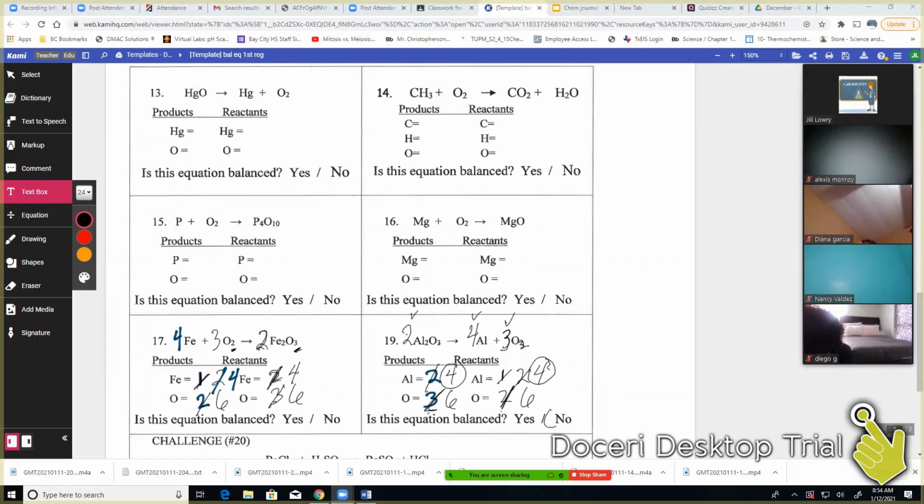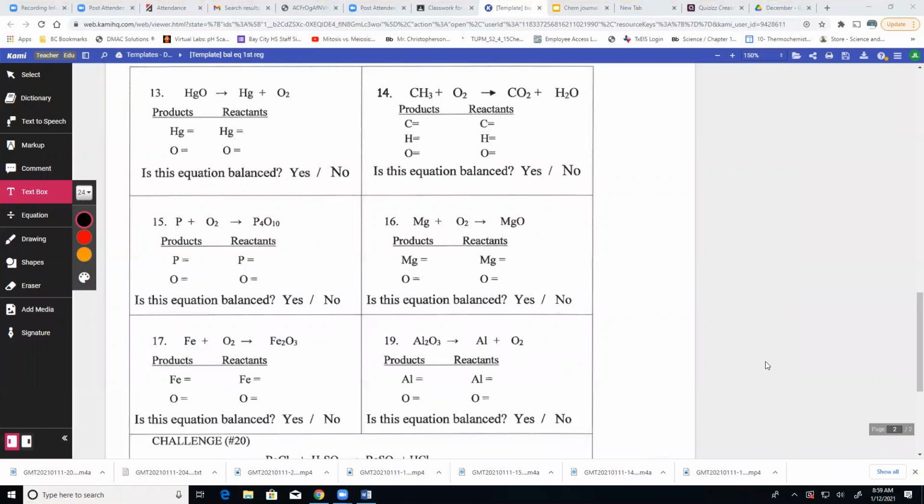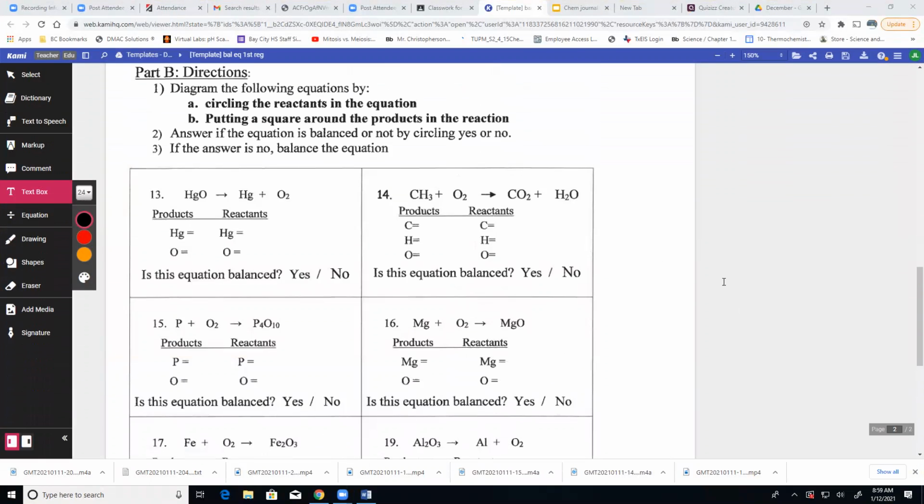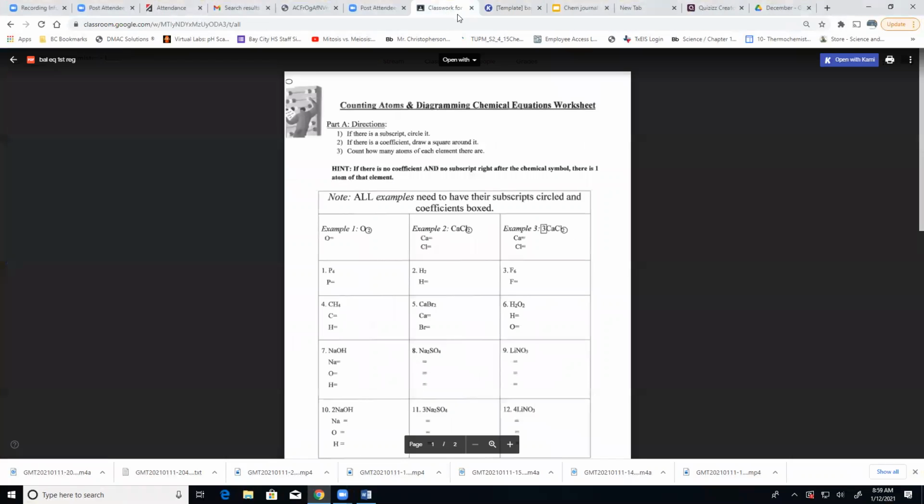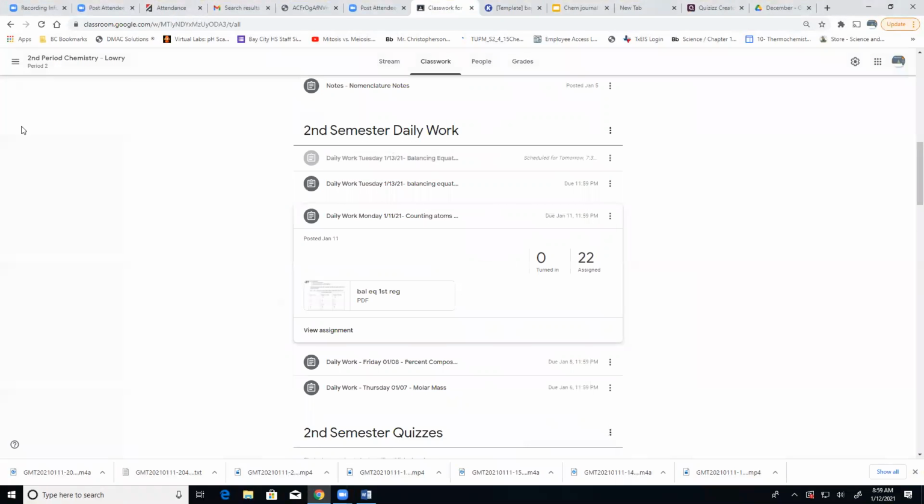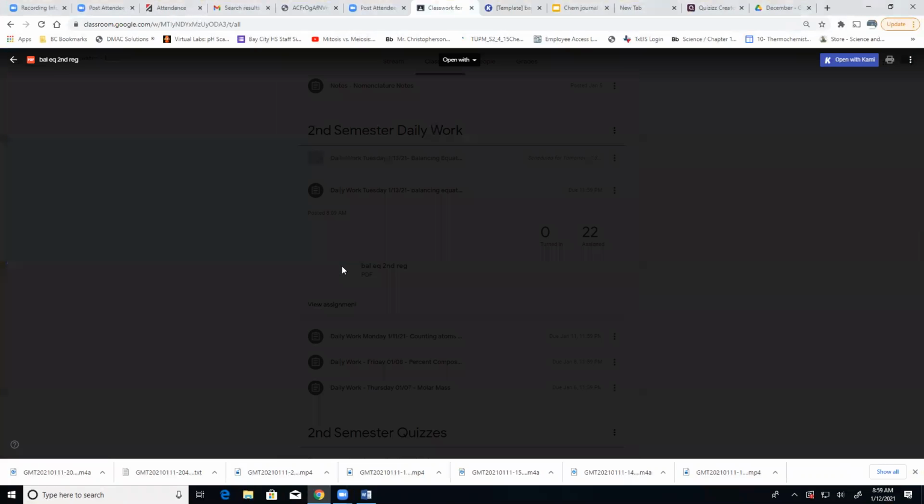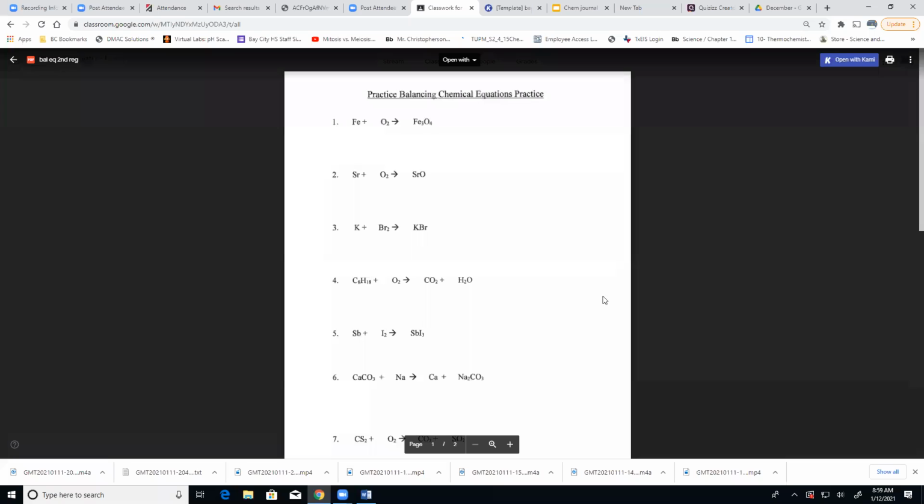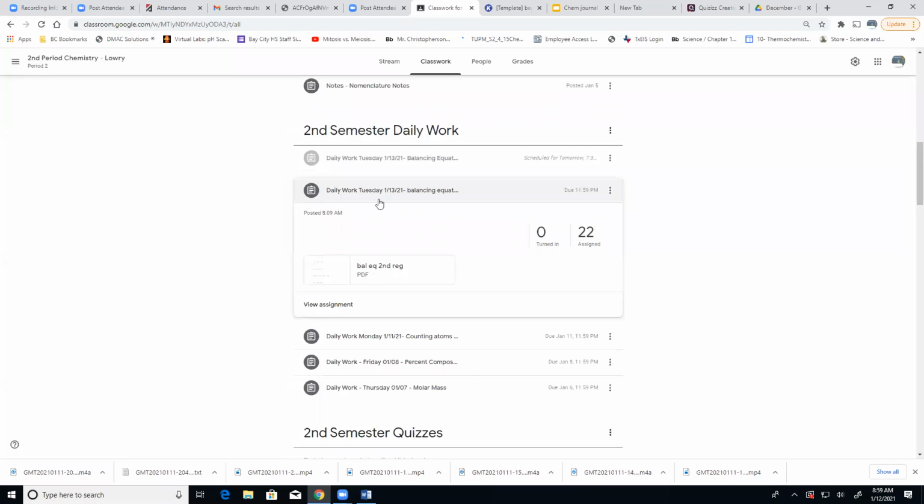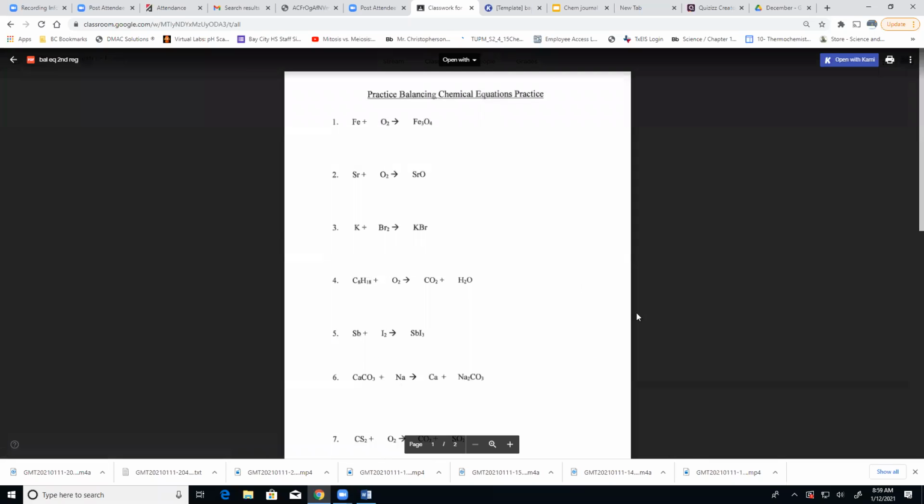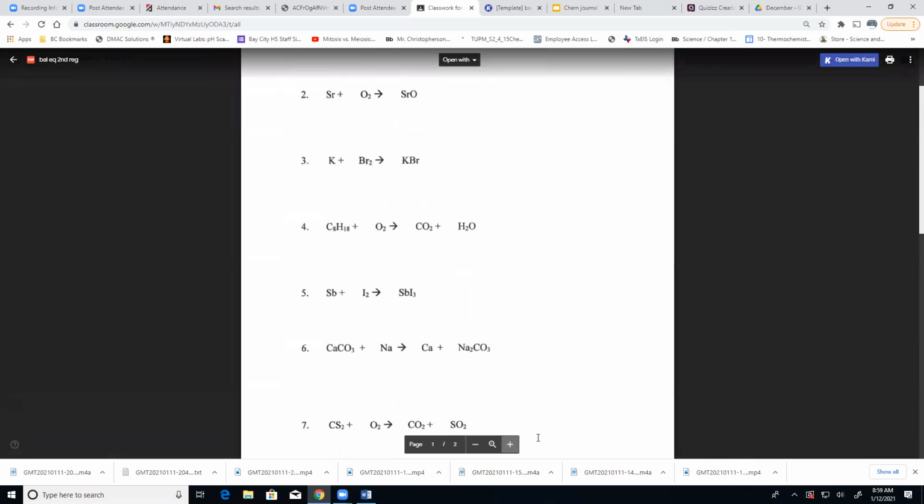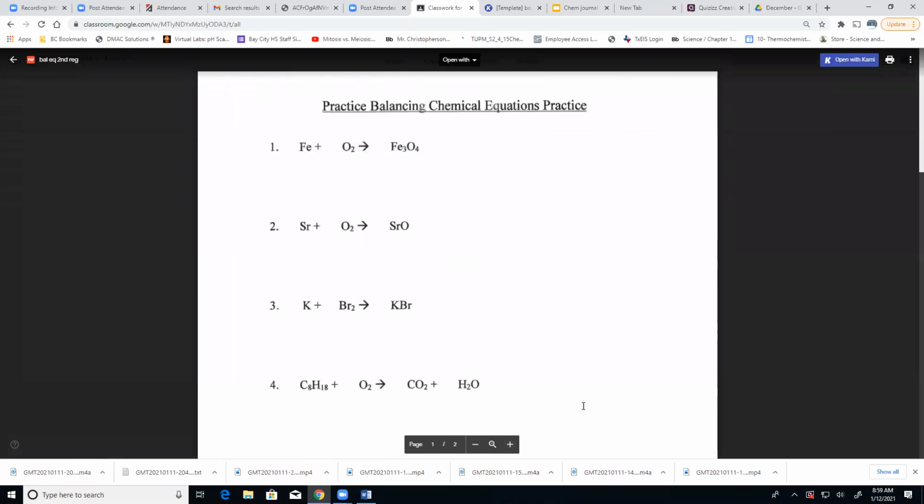All right, so we're going to move on to our other worksheet. I'm not going to worry about doing that challenge. So if you pull out your other worksheet, the ones y'all picked up here. And for my virtual students, if you'll look in your Google Classroom, it's the daily work Tuesday 113.